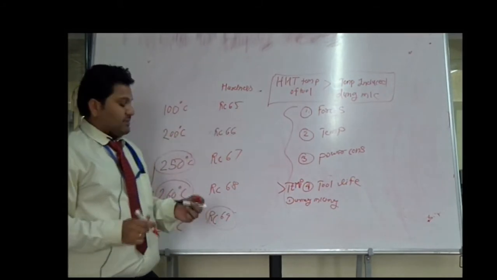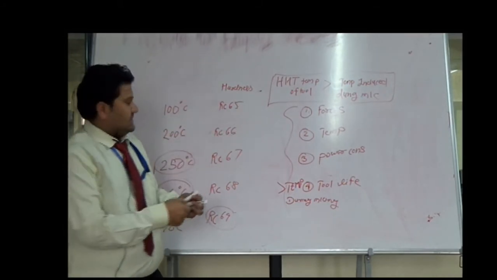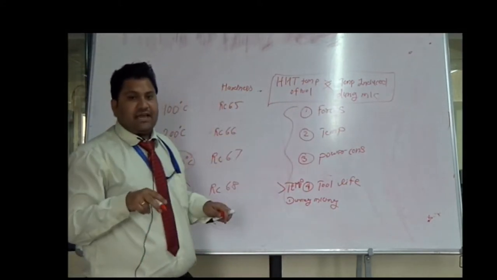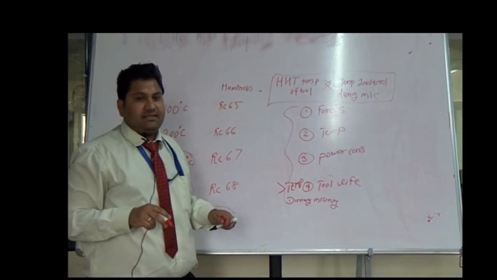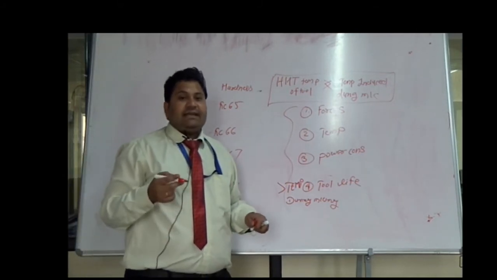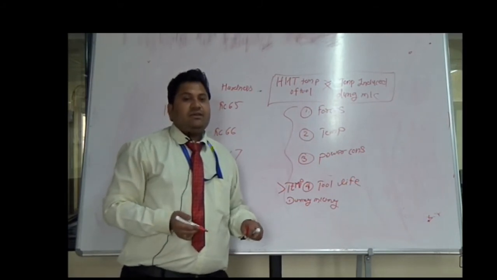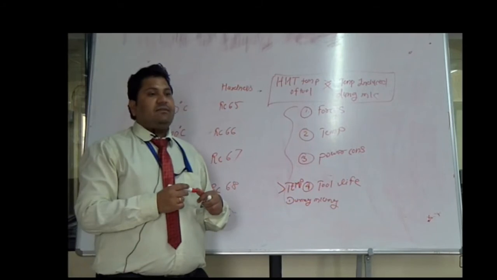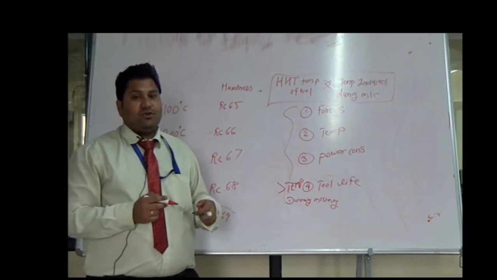So if the criterion is reversed, then the actual machining will not take place. It means there will be failure of the tools, failure of the machining. Now, during machining you have to remove the unwanted material.